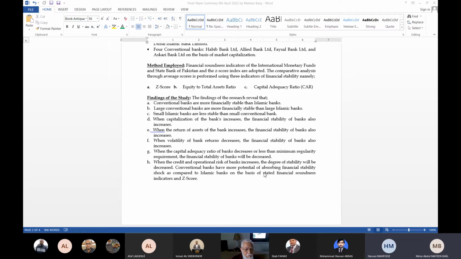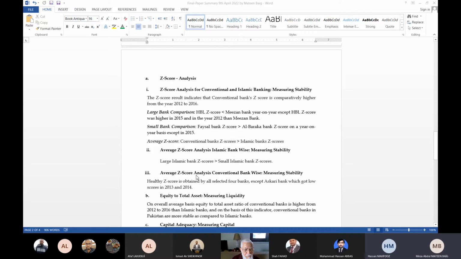Conventional banks have more potential of absorbing financial stability shocks as compared to Islamic banks, on the basis of the stated financial soundness indicators and Z score. So these are the findings of the study.